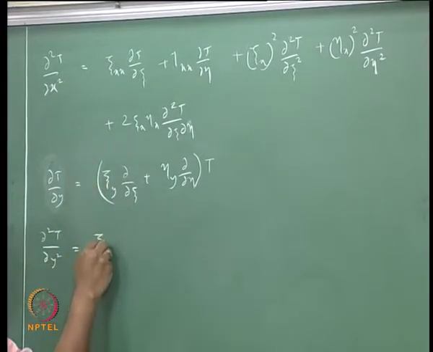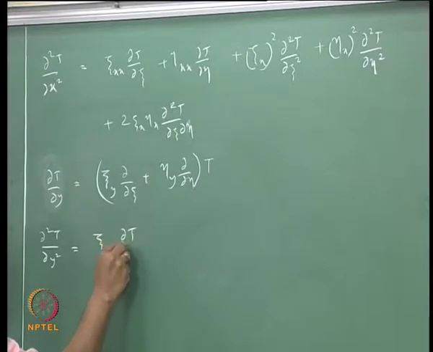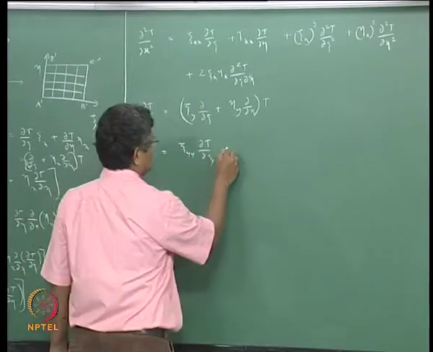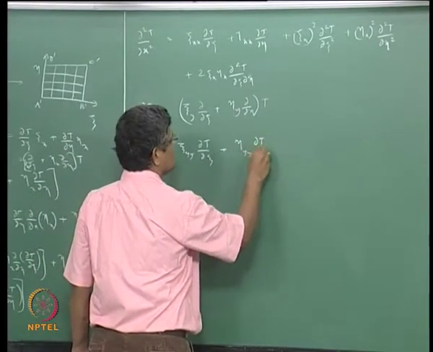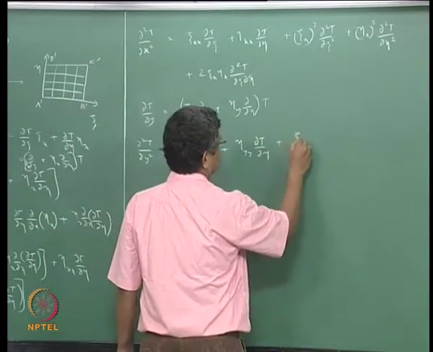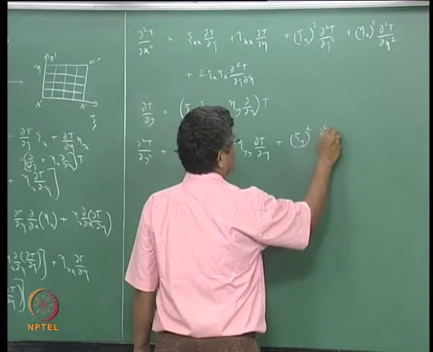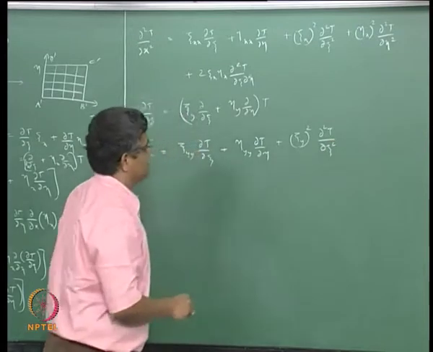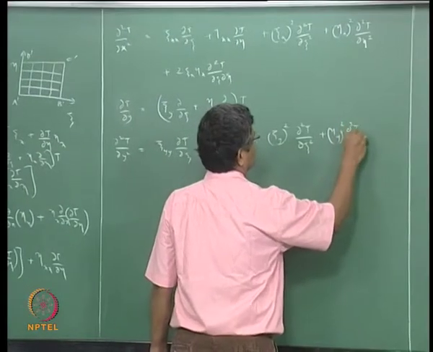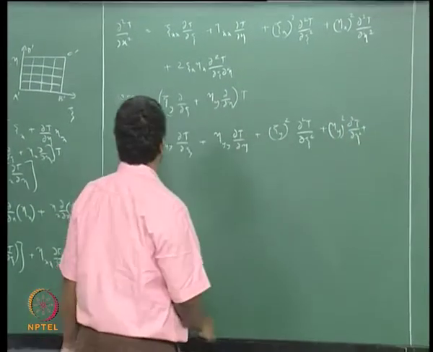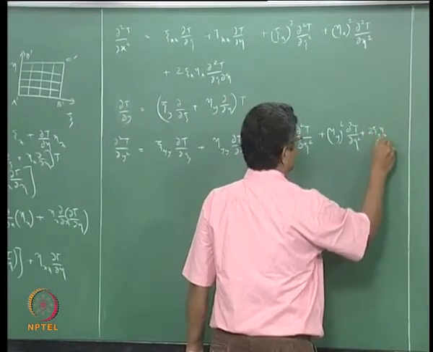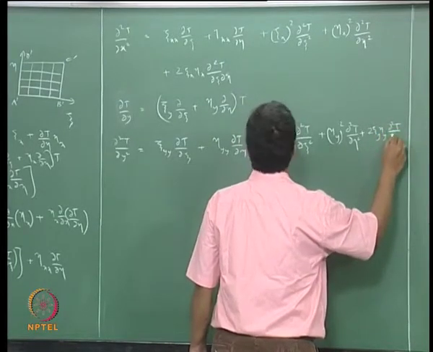equal to something similar: psi yy ∂T/∂psi plus eta yy ∂T/∂eta, plus psi y whole square ∂²T/∂psi², plus eta y square ∂²T/∂eta², plus 2 psi y eta y ∂²T/∂psi∂eta.